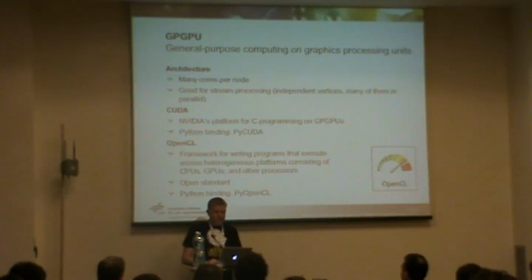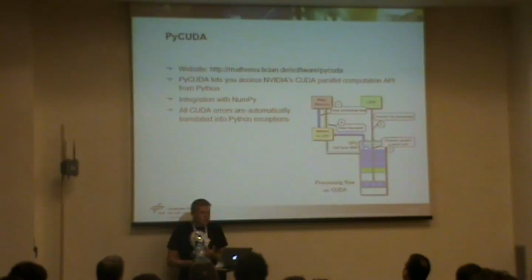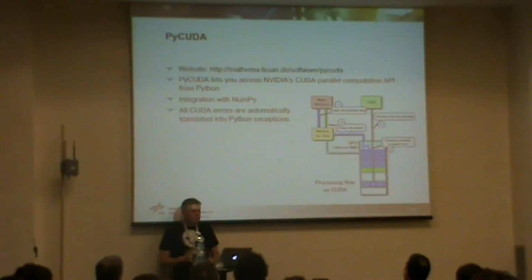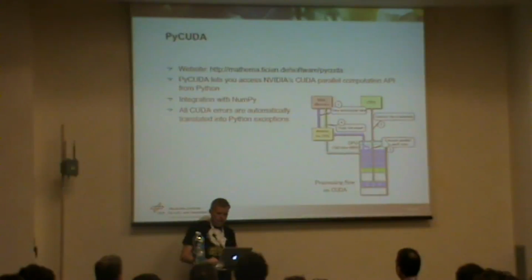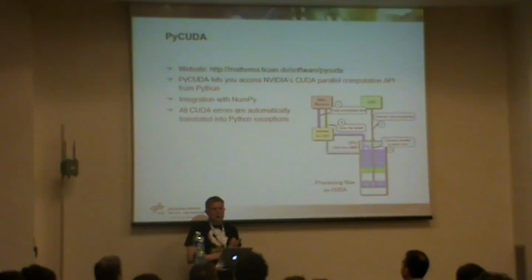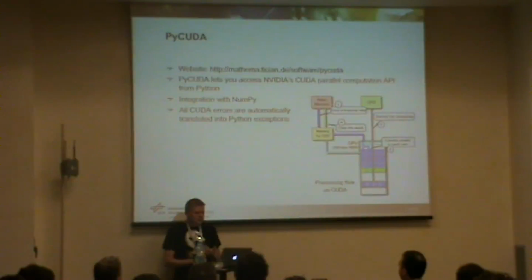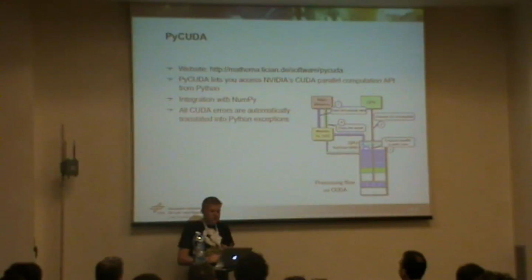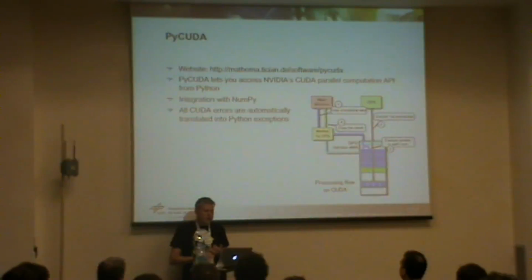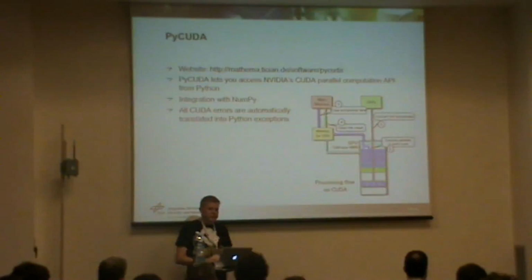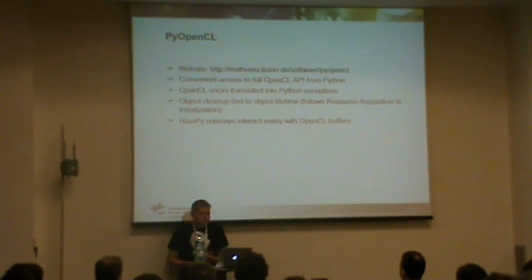There's also the Python binding PyOpenCL, and PyCUDA. PyCUDA and PyOpenCL are both of the same quality. They integrate with NumPy, and things like error handling are done very well: errors on the C side or the lower level side are translated to the Python side, for example. So it's very convenient to use.